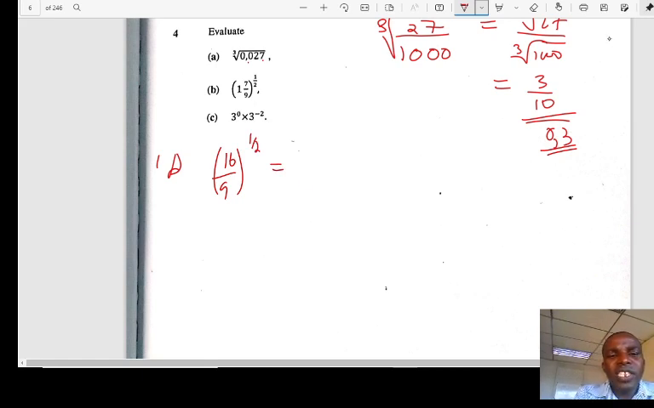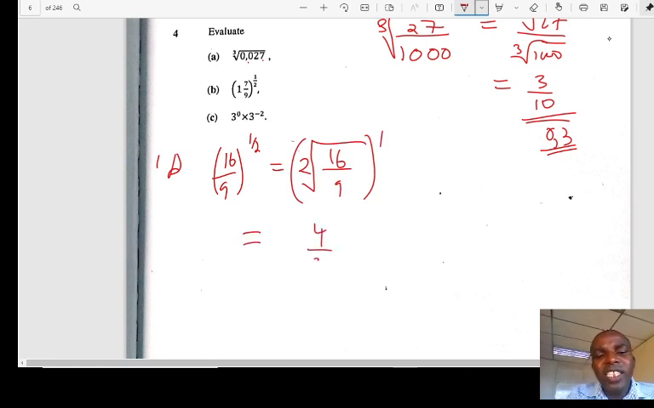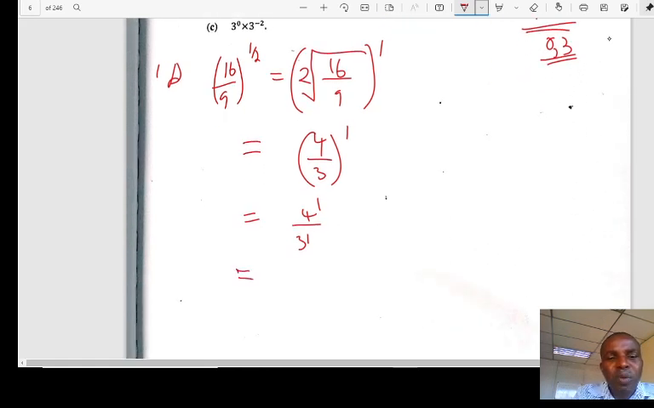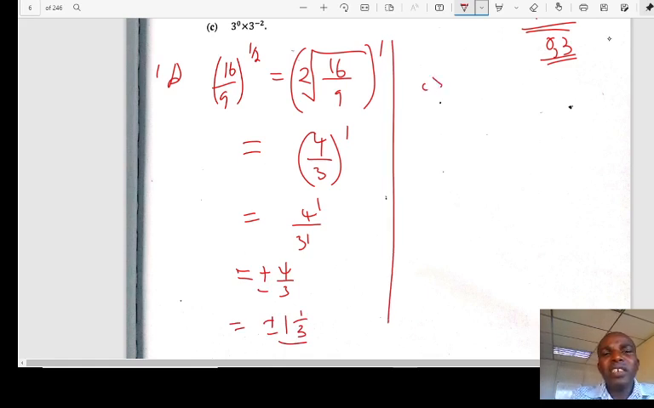Right, these are fractional indices. You put square root 16 over 9 to the power 1, which is equal to square root of 16 is 4, square root of 9 is 3, then to the power 1, then you can share the power: 4 to the power 1 over 3 to the power 1, then it will be 4 over 3. Square root of a number, always remember that it's plus or minus. Then this one you can simplify to plus or minus 1 and 1 over 3. Still it works.